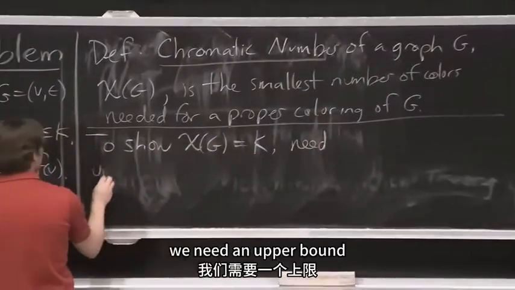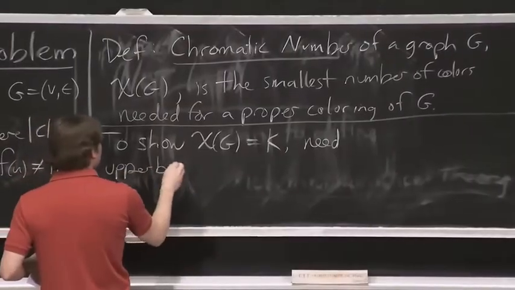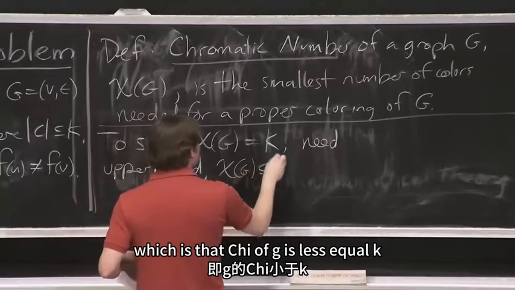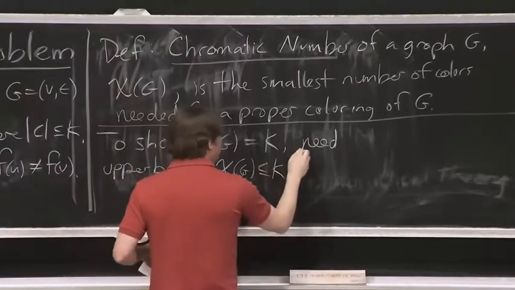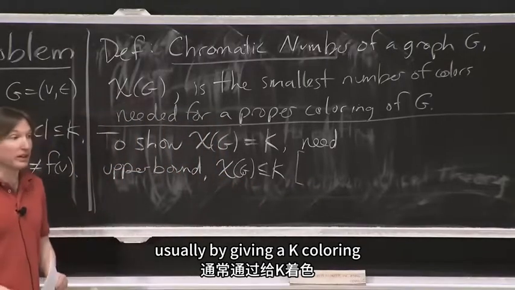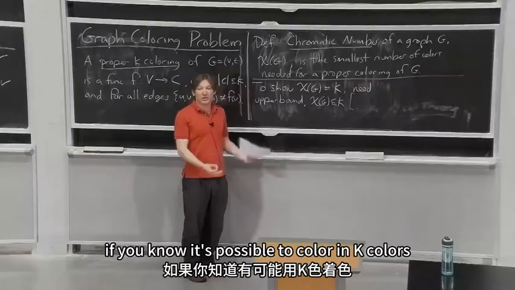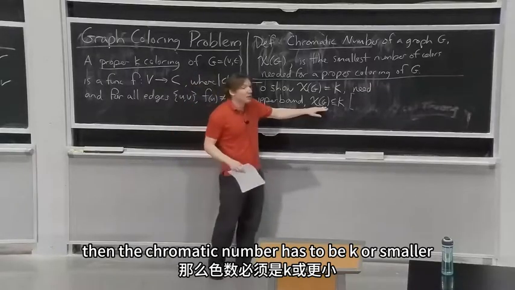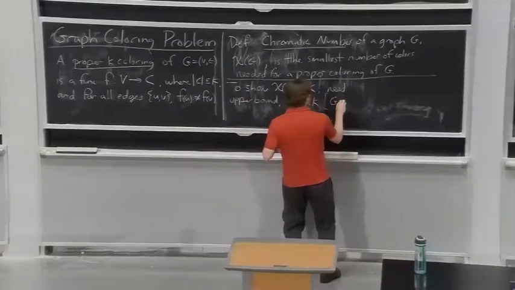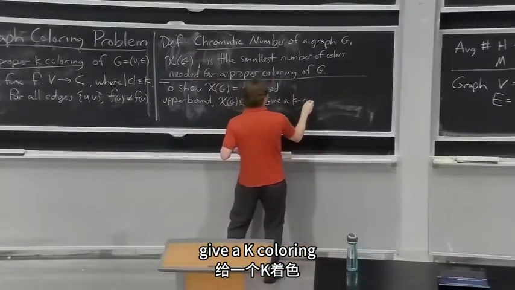We need an upper bound, which is that chi of G is less than or equal to k. And how do we prove that? Usually by giving a k coloring. If you know it's possible to color in k colors, then the chromatic number has to be k or smaller. Give a k coloring.